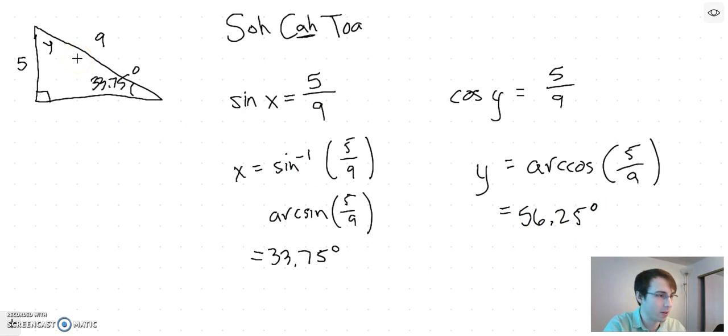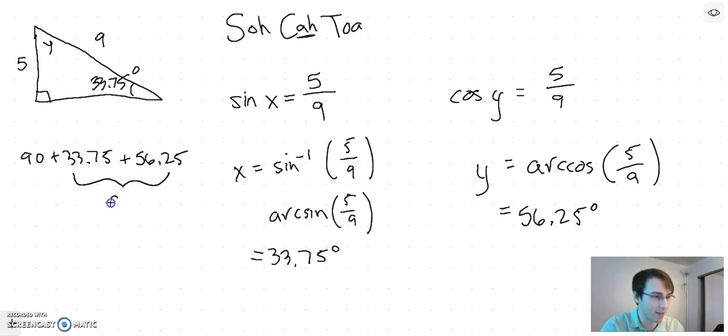Okay, so now just to make sure everything matches up, let's add them. We've got 90 degrees plus 33.75 degrees plus 56.25. Well, 33.75 plus 56.25 is 90. That checks out to 90. Cool. So then 90 plus 90 makes 180. And we're good. 180 degrees in the triangle. So works out.